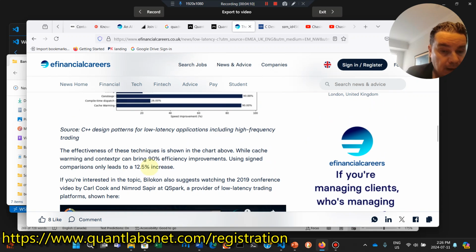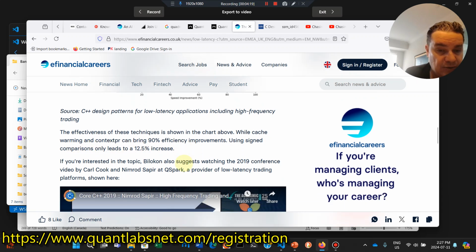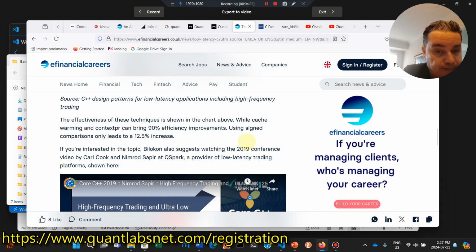While cash warming and quant expression bring 90% efficiency, using sign comparison only leads to a 12.5% increase. But they will squeeze whatever juice they can get out of the equivalent of a lemon and an orange, and they will squeeze every piece of juice they can get out of a piece of fruit to make that ultra low latency and to get the performance they can. They will squeeze whatever they can get out of it. So be aware of that.